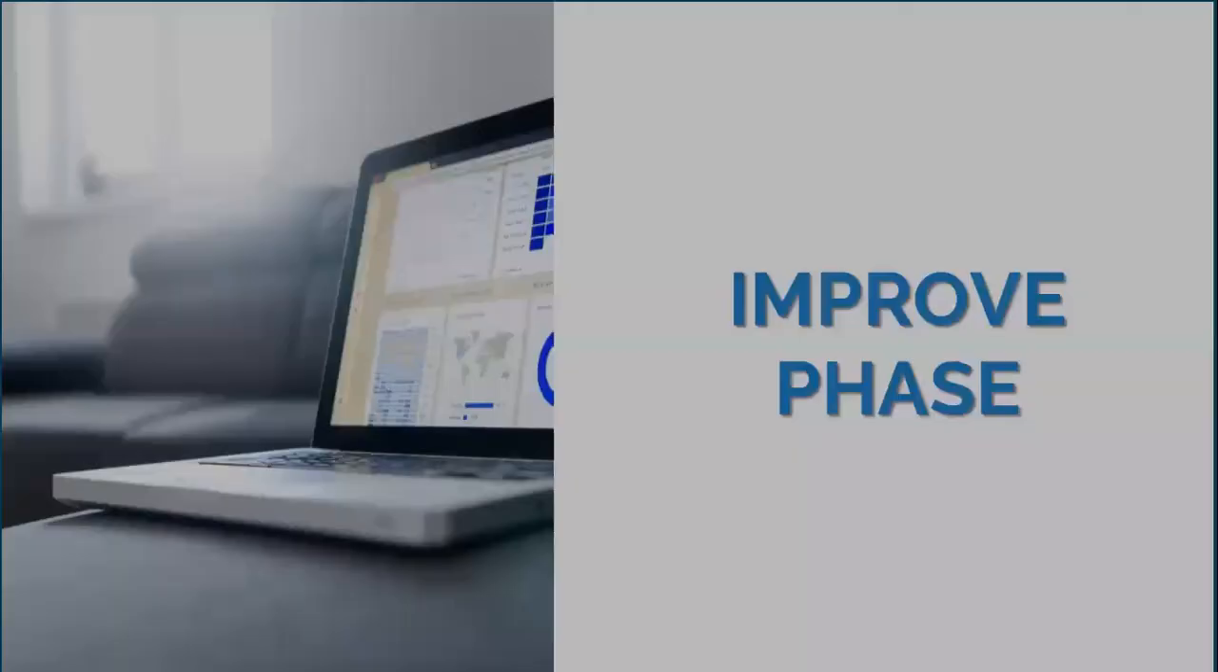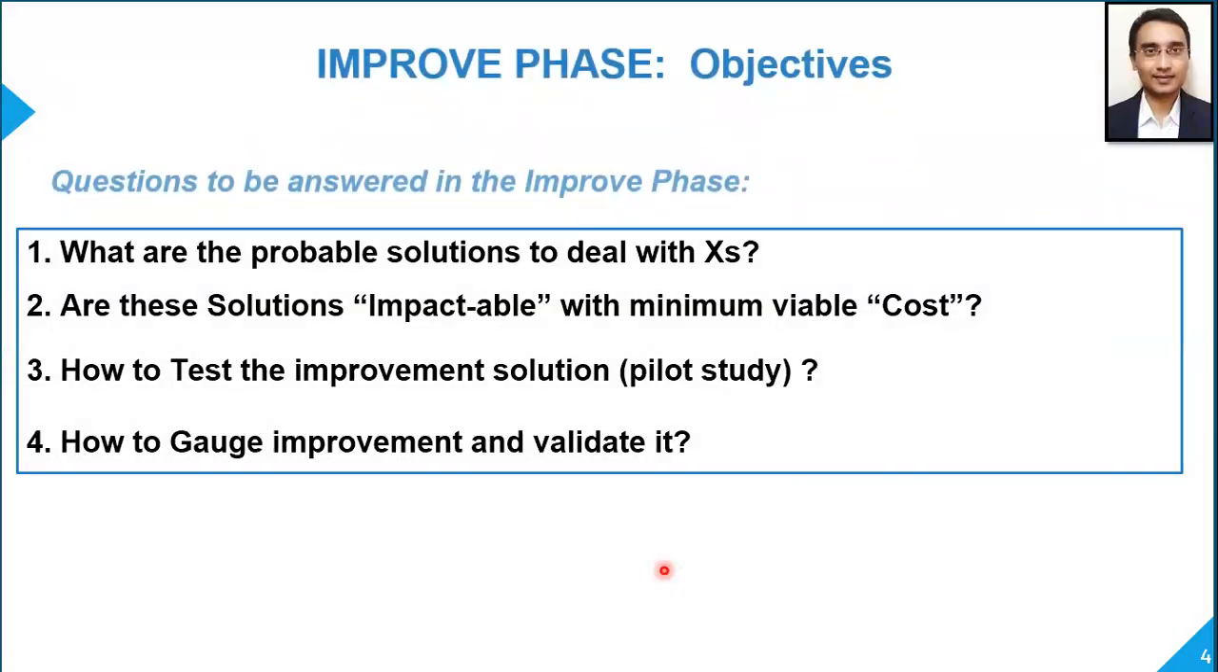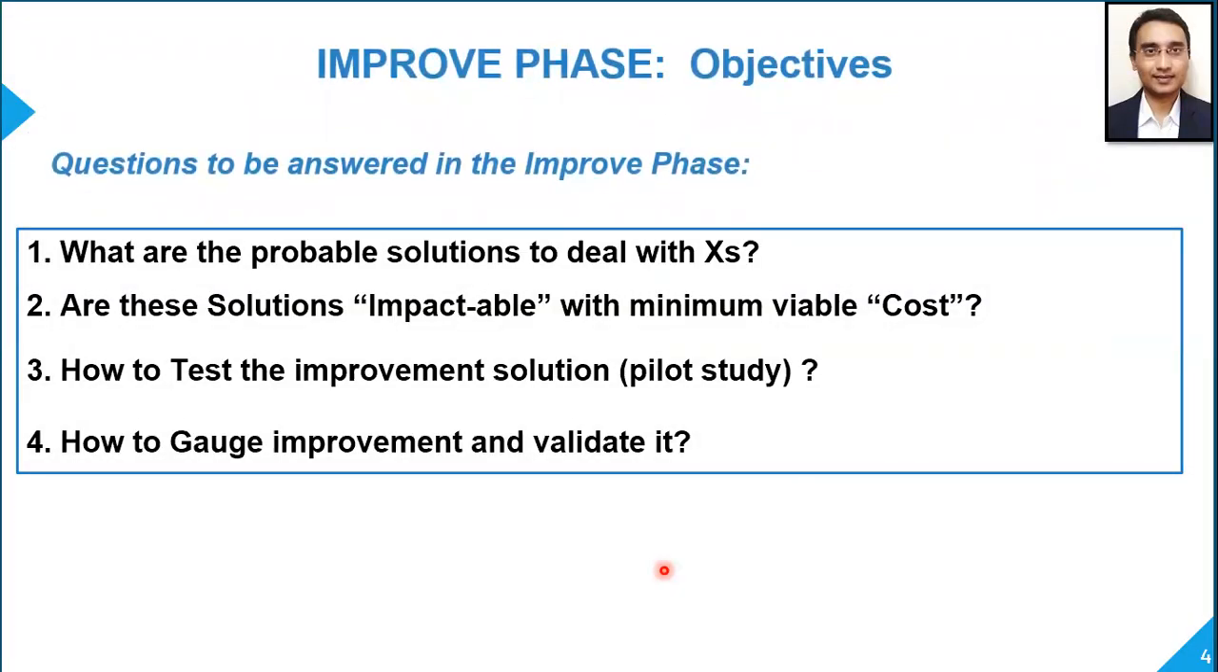Right, so the improve phase. Before we proceed, let's go ahead and understand the objectives of the improve phase. What are the probable solutions to deal with the causes? That's what we discussed, probable solutions. Then, are these solutions implementable with minimum viable cost? That's kind of solution refining.